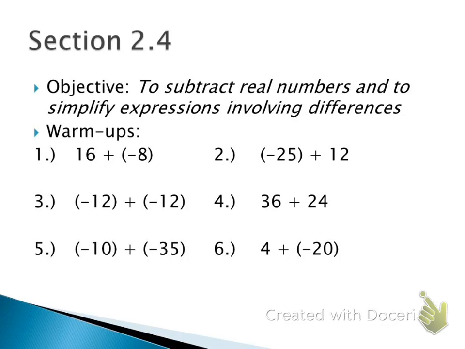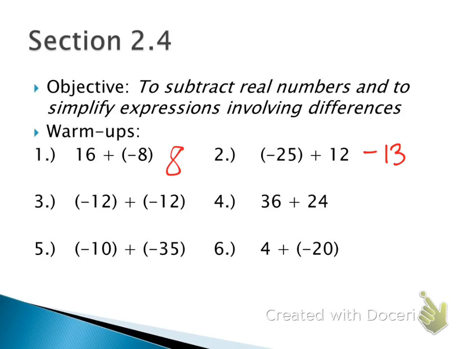Jalen, what did you get for number 1? Very good. They have different signs, so we subtract and keep the sign of the number further from 0. So we get 8. Deja, what'd you get for number 2? 13. Good. We get negative 13. Again, with different signs, we subtract their absolute values, so 25 minus 12. But we make it negative because the negative 25 had a greater absolute value.